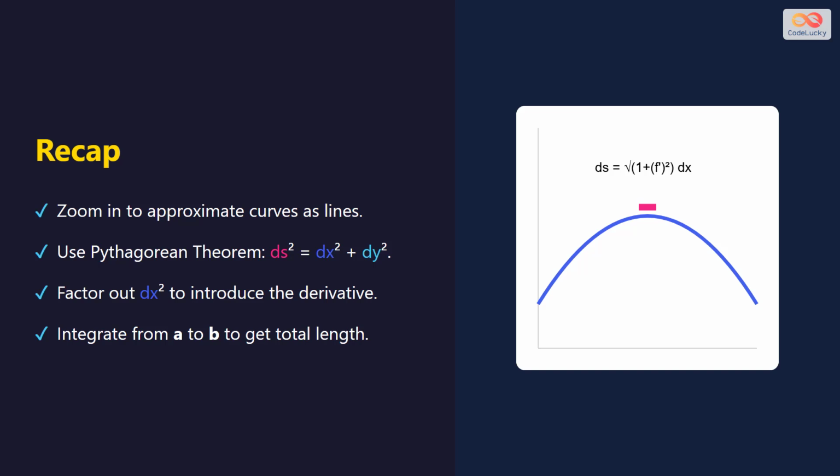Let's recap what we did. We approximated the curve with straight lines, used the Pythagorean theorem on the tiny components dx and dy, factored out dx to find the derivative, and finally integrated to get the total length.